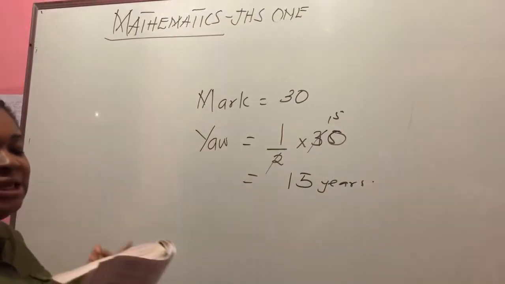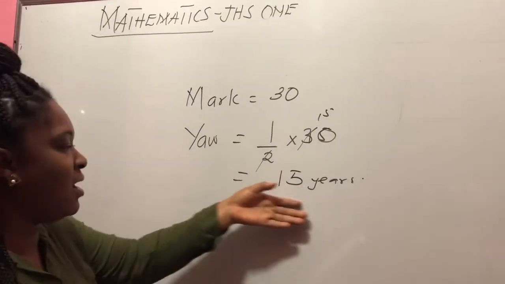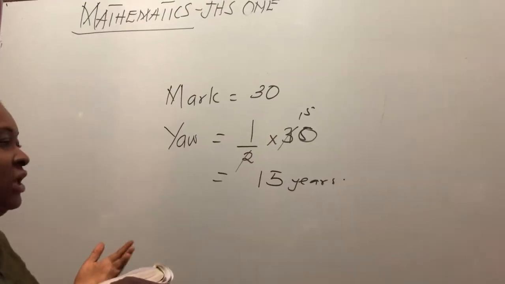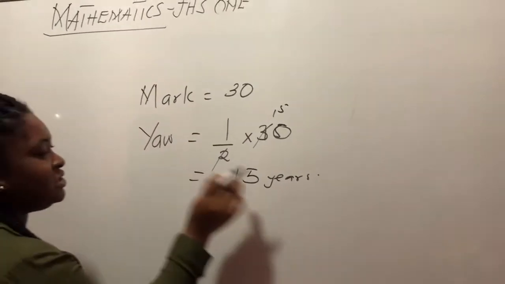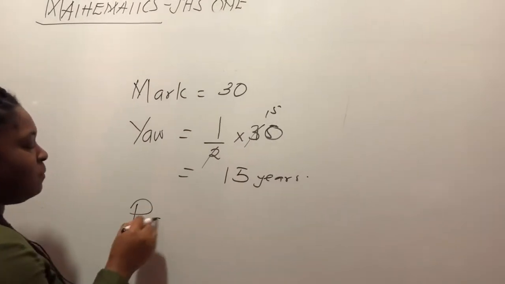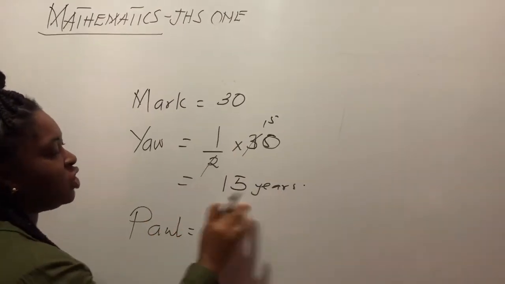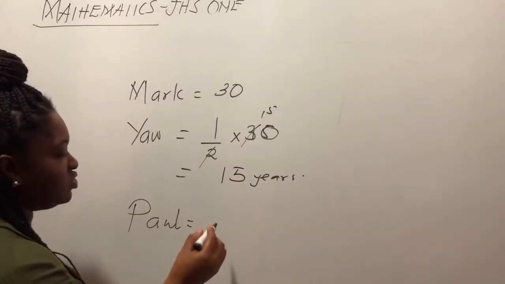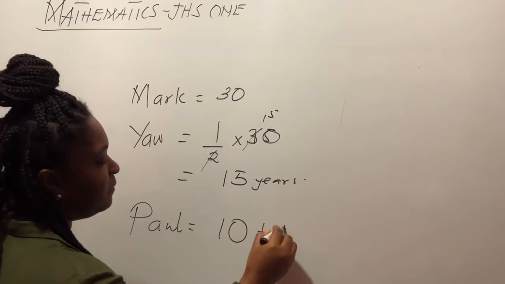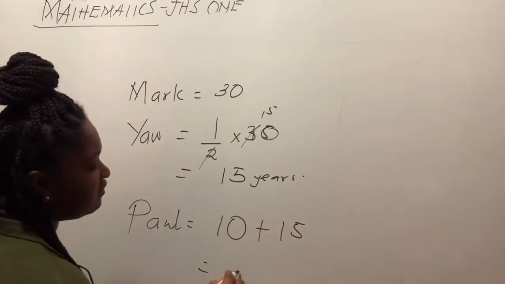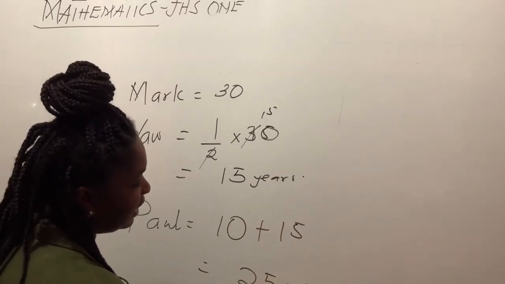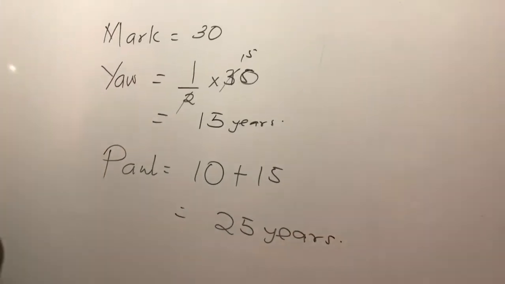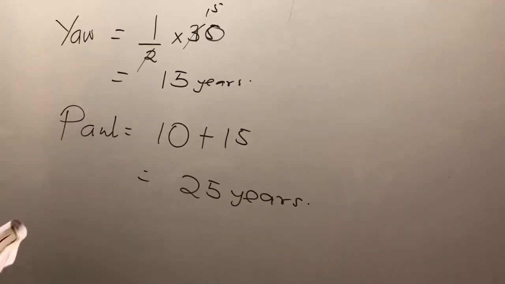Paul is 10 years older than Yao. What is Paul's age? Very simple. So whilst Yao is 15, there is also Paul somewhere who is also 10 years older than this person. So it is simply 10 plus the 15 years, giving us what? 25 years. So Paul is 25 years.